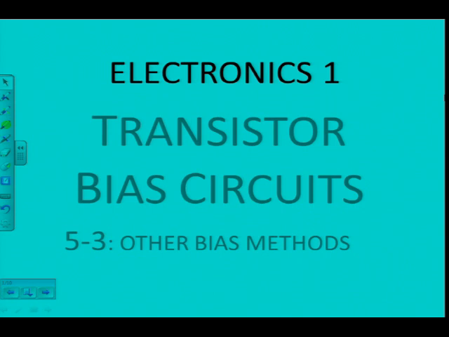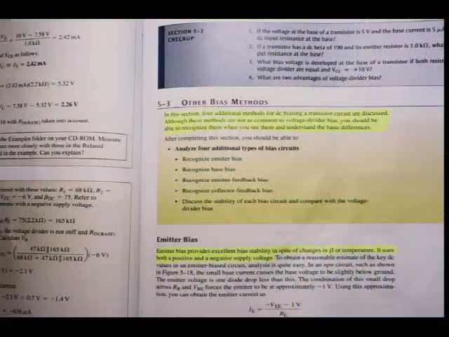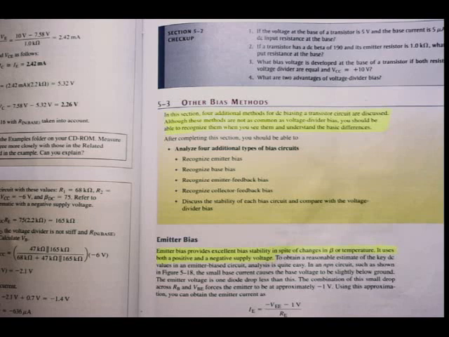Okay, we're going to carry on with the chapter on transistor bias circuits. We're going to look at some other bias methods. The first one that we're going to look at, if we refer to our textbooks again, is the emitter bias, there at the bottom of page 229. You can underline: emitter bias provides excellent bias stability in spite of changes in beta or temperature. It uses both a positive and a negative supply voltage.